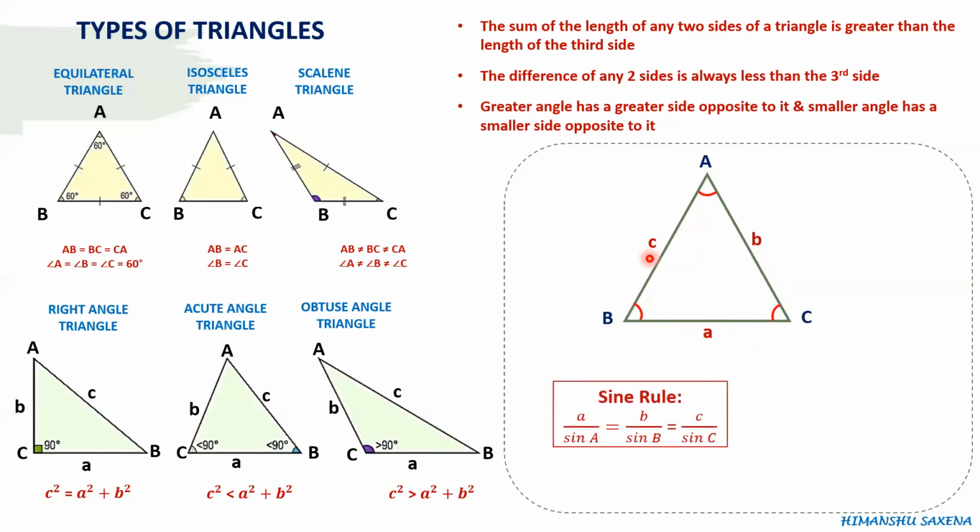Right, now let's look at the rules. The sine rule is: a upon sine A, that is, small a upon sine A, is equal to b upon sine B, is equal to c upon sine C. Now, what is the cosine rule?